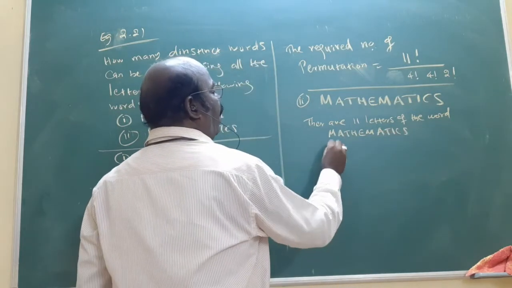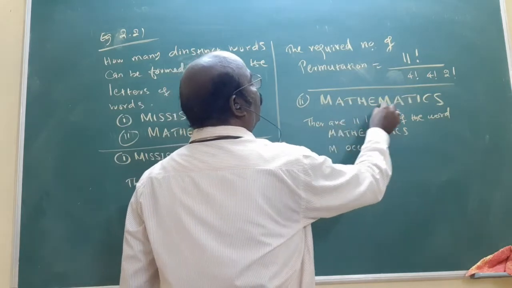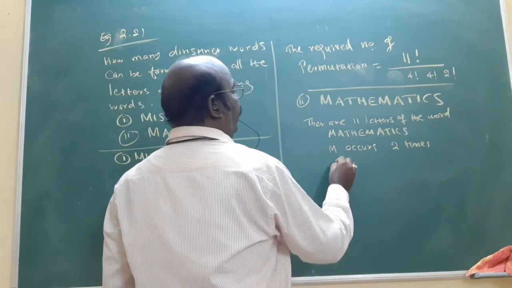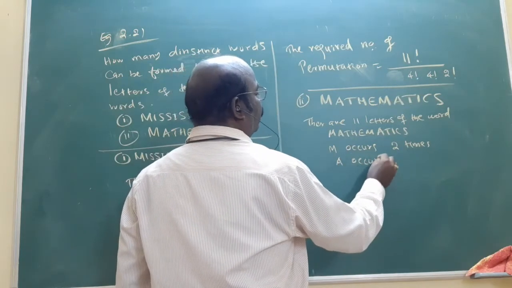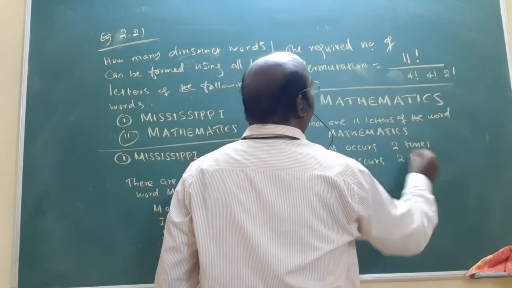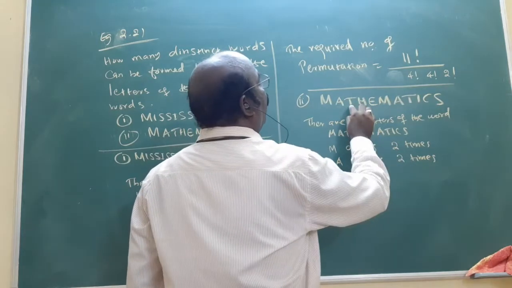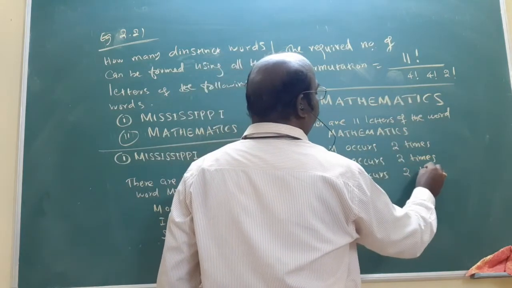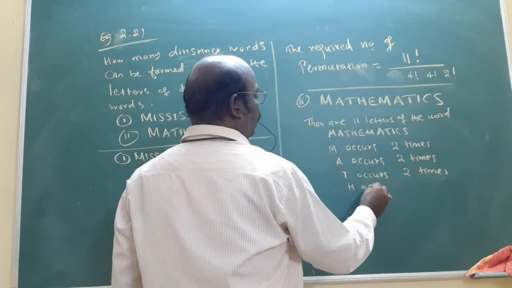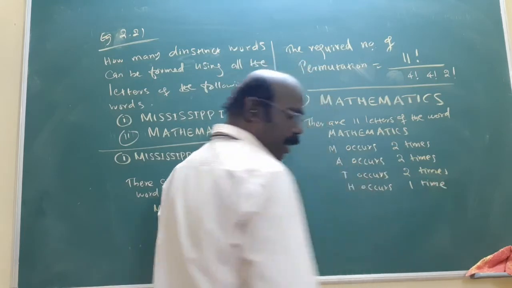Now, M occurs 1, 2. Next, A occurs 1, 2. T occurs 1, 2. H occurs 1 time. Am I right? Only 1 time.